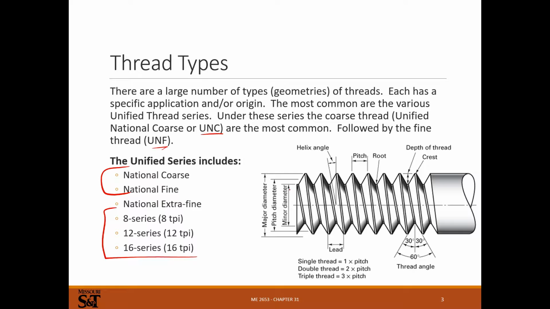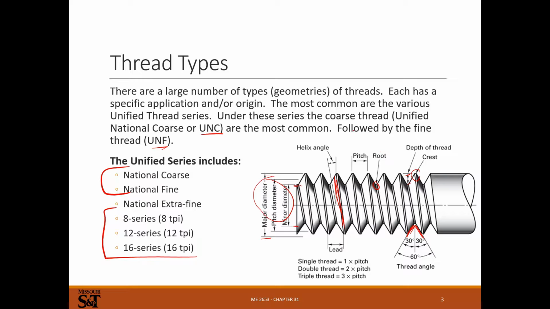So minor diameter, that's the smallest diameter. Major, that's the largest. Pitch diameter we'll define in a drawing here in a second. Helix angle, that's going to be the angle of the thread. Lead and pitch I need to explain in a second. Pitch, well, let me do the other things first. So roots are down here at the bottom of the thread, crest is at the top. Depth of thread, thread angle.